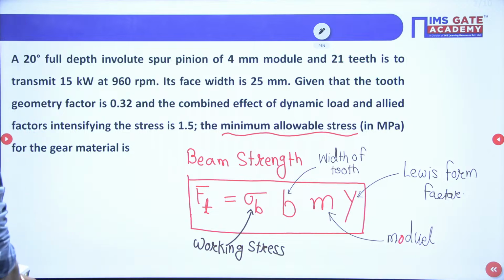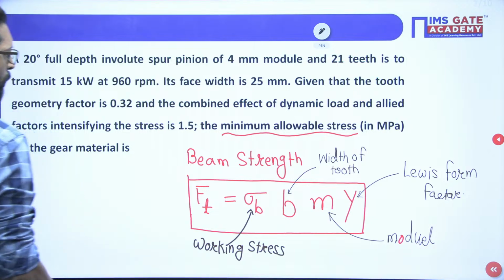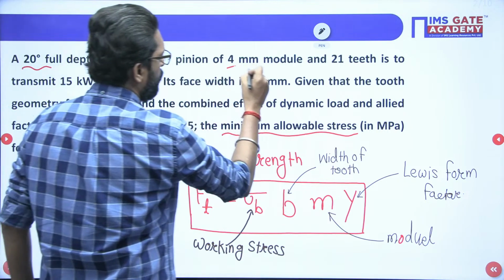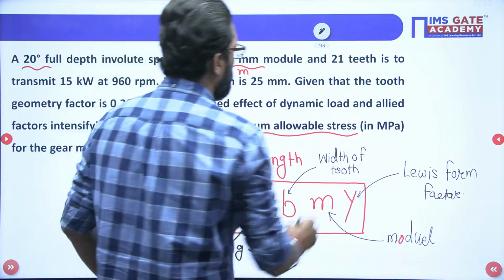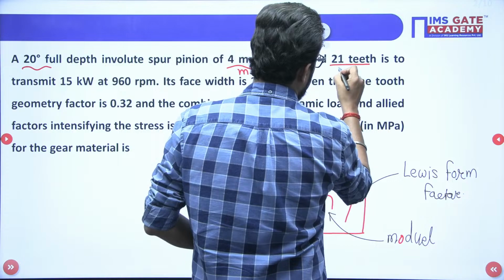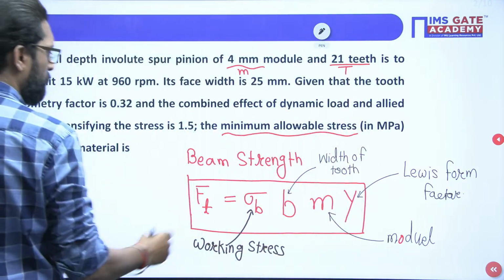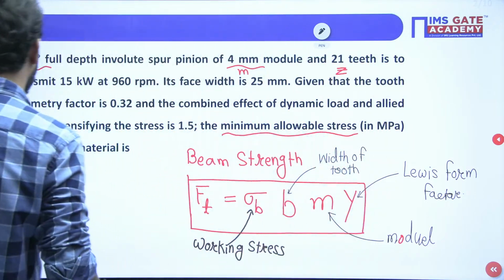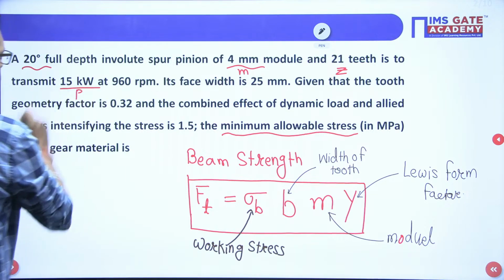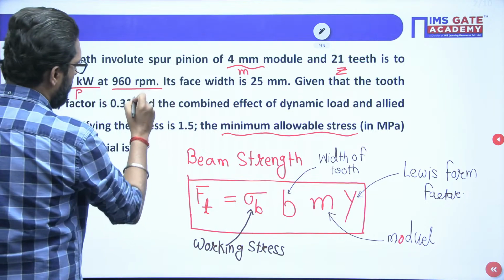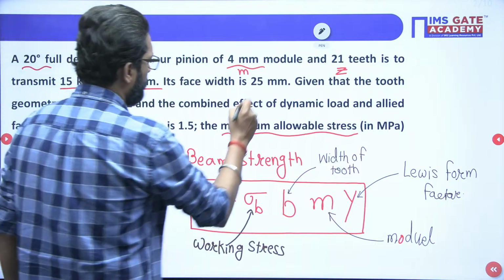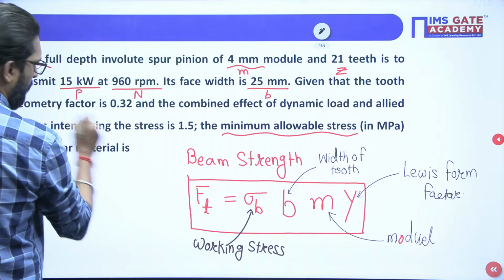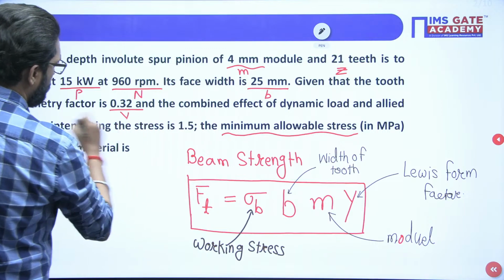Now let's start. What is given here? The module is given, 4 mm. Number of teeth, T, or you can say Z, no problem, is given. Power transmission, P, is given. N, the RPM, is given. Face width, b, is given. The tooth geometry factor, that means the Lewis form factor, Y, is given.